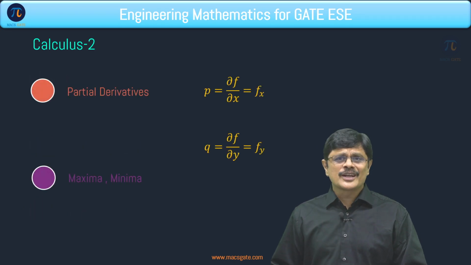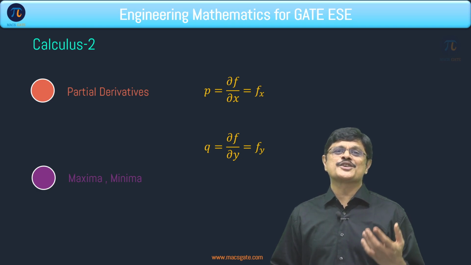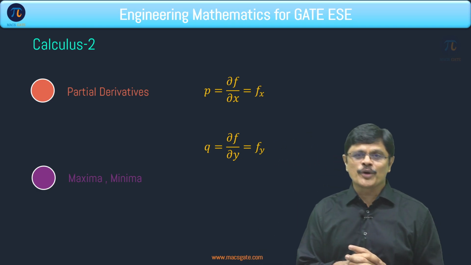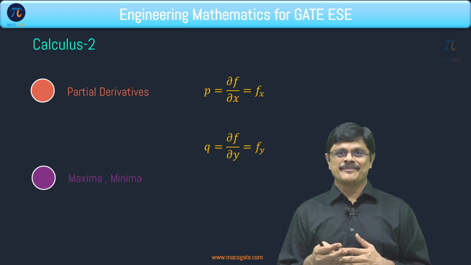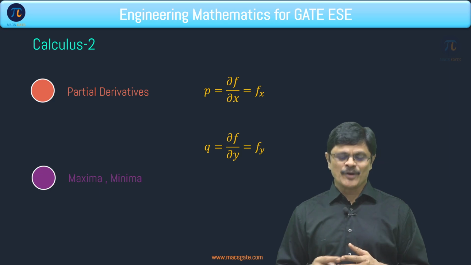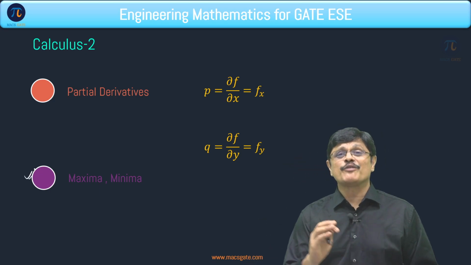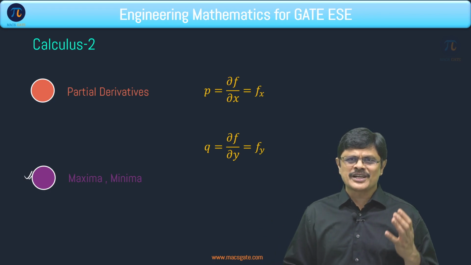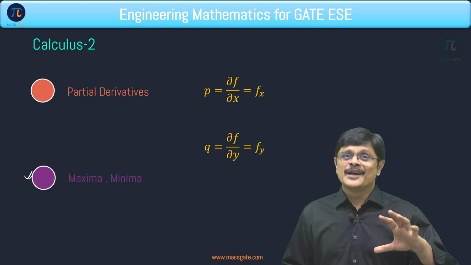Then we have calculus 2, where we mainly talk about the properties of functions of 2 or more variables. Because the function has 2 or more variables, we cannot have an ordinary derivative; we find partial derivatives with respect to both variables. So, we discuss partial derivatives, and maxima and minima for functions of 2 or more variables will be discussed under this. There are also some special topics like the total derivative and chain rule, which will be discussed under this calculus 2, my dear friends.